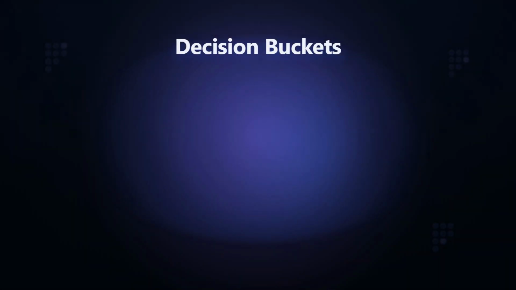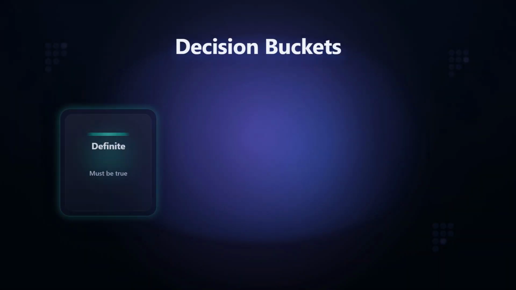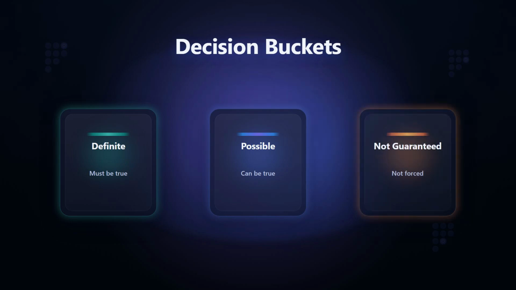When you test a conclusion, put it into one of three buckets. First, definite. This means it must be true from the statements. Second, possible. This means it can be true without breaking the statements. Third, not guaranteed. This means the statements do not force it. So don't ask does it look true. Ask must be true, can be true, or not forced.